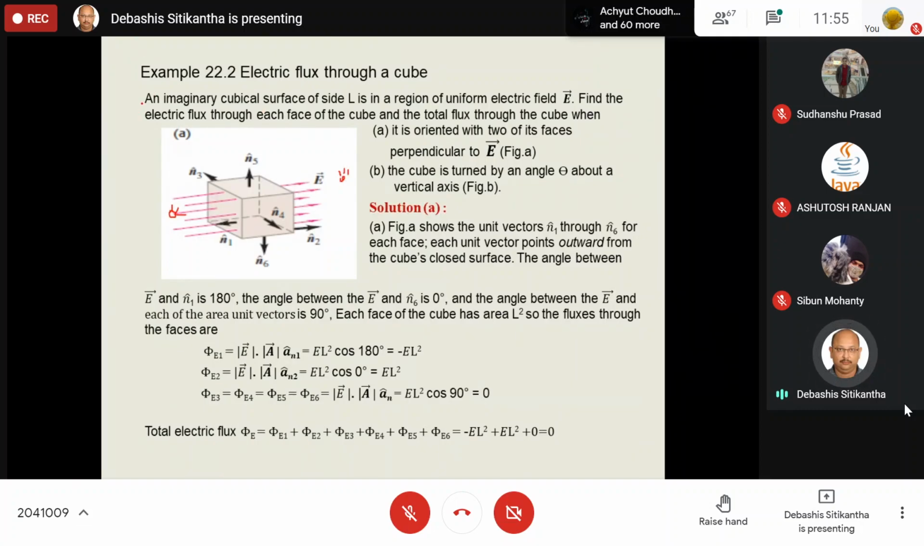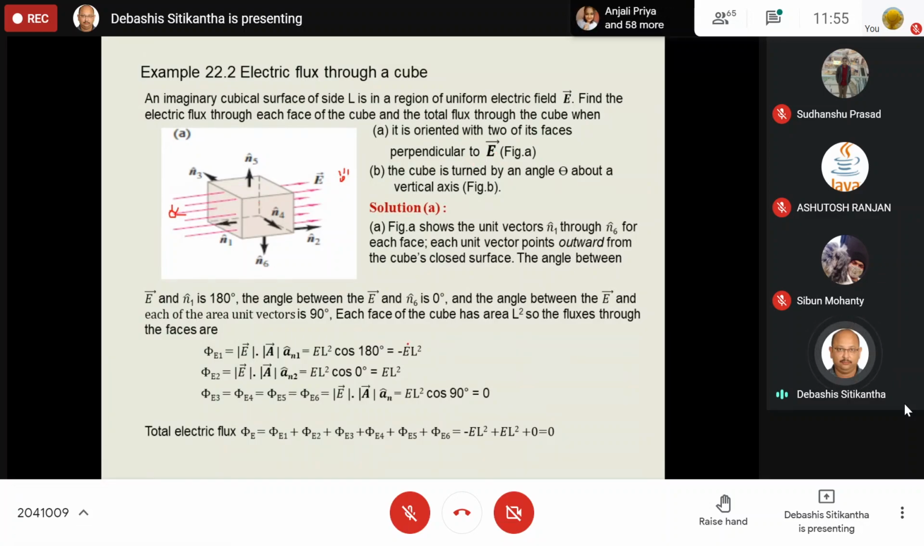The question says: an imaginary cubical surface of side L. So this is not a cuboid, it is a cube, and each side has a length of L. It is in a region of uniform electric field E vector. Find the electric flux through each face of the cube and the total flux through the cube, when it is oriented with two of its faces perpendicular to the E vector. So let us see.